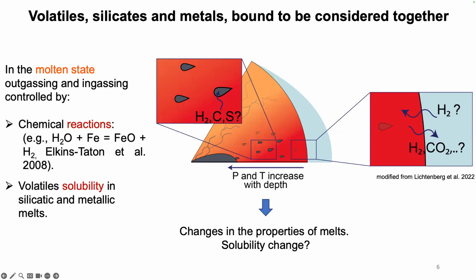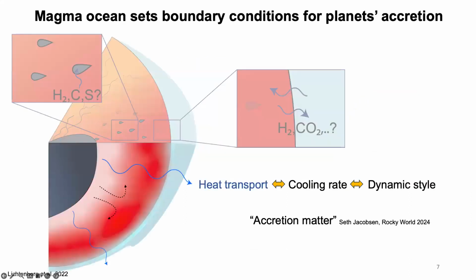But let's say now we go to the next phase. So we start going deeper. And we reach this moment in which we have solidified a core, we have separated a core that is still molten. And so we have this silicate layer.